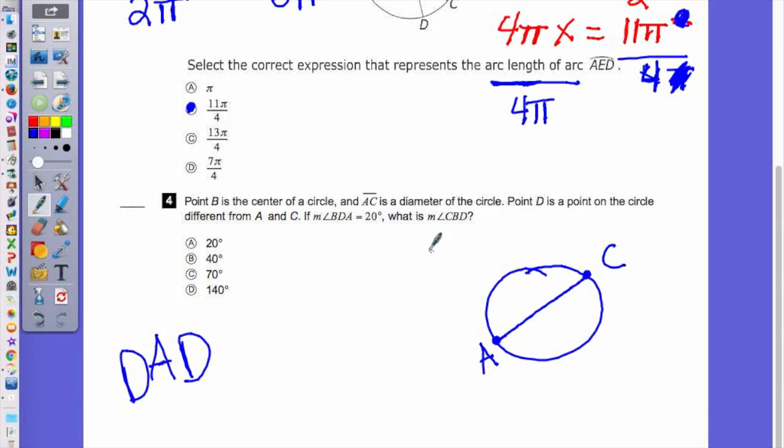So, AC is a diameter. B is the center. They're saying D is anywhere on the circle as long as it's not A or C. So I'm going to just put D there. Now, B to D to A is 20.